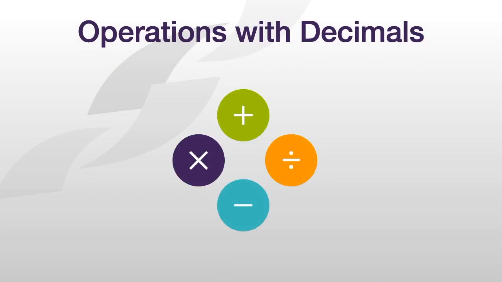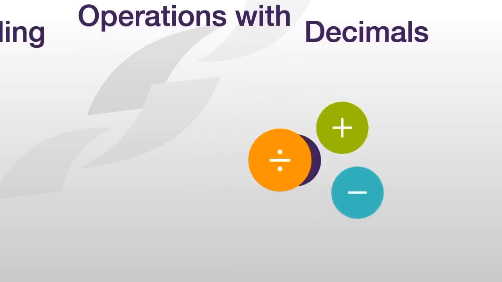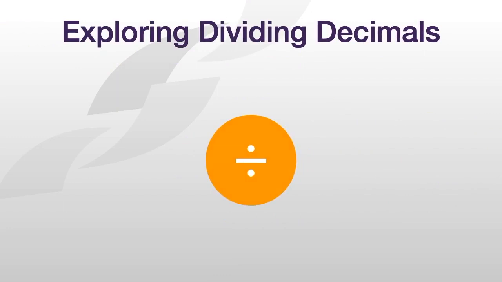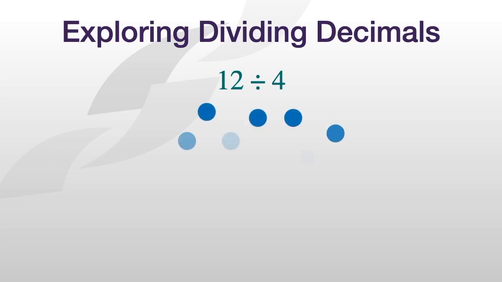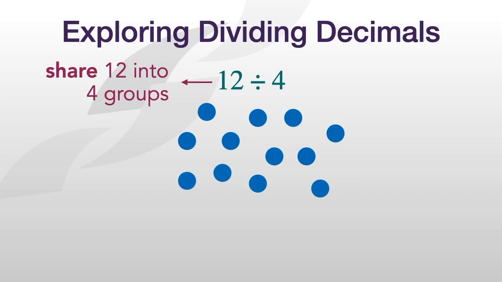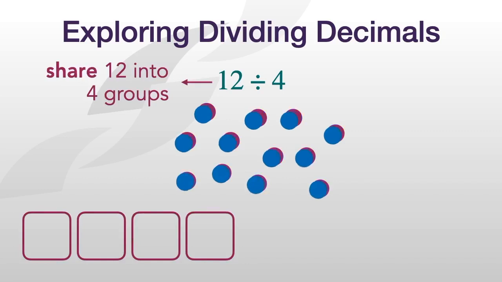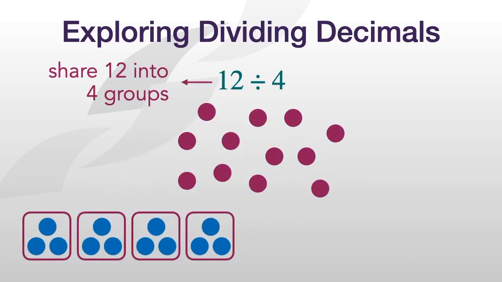So as we continue to look at operations with decimals, let's turn our focus to division. Let's use whole numbers first so we can make sense of what division can mean. And we'll explore 2 meanings of division. The first is to take a quantity like 12 and share it into a number of equal groups. In this case, 4 groups. And so we see that the answer is 3, and this answers how many in each group.